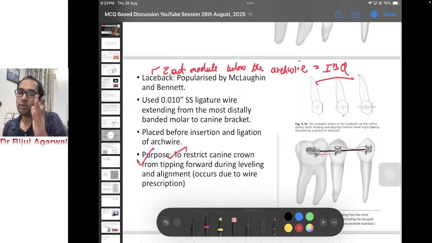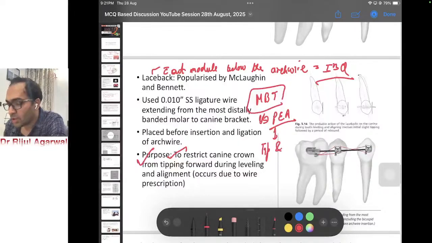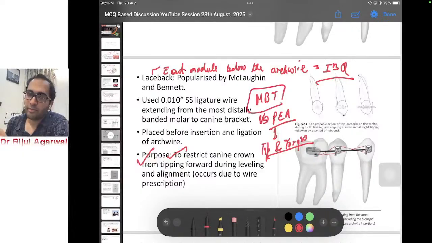So why will the crown tip forward? What happens when we place an MBT bracket? MBT bracket is a pre-adjusted edgewise bracket, which means it has its own tip and torque built into it. So what will happen when you place the arch wire? This tip and torque value which is built in will get expressed.